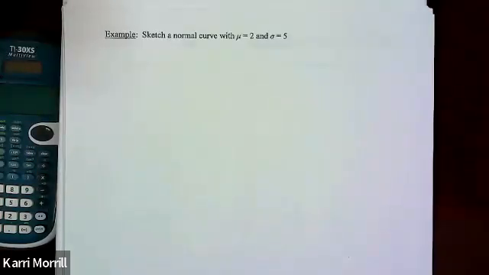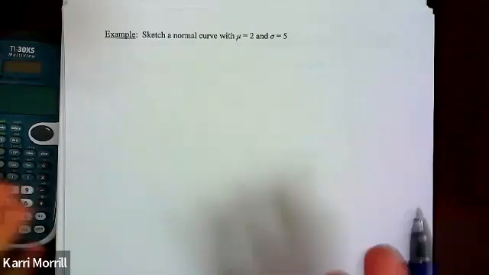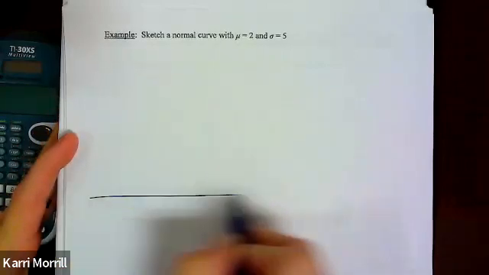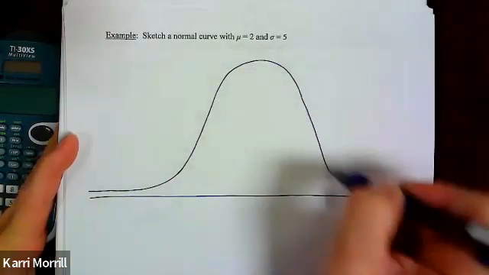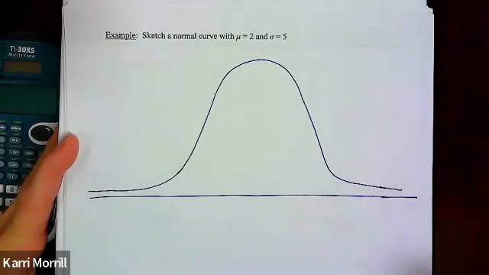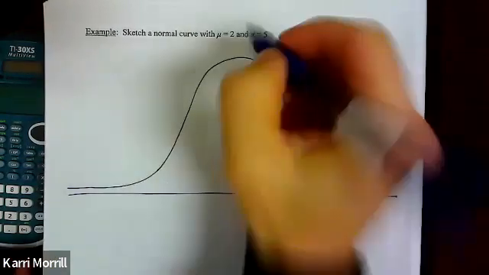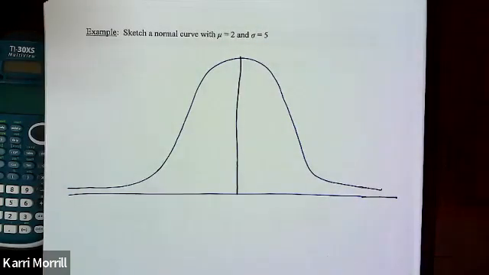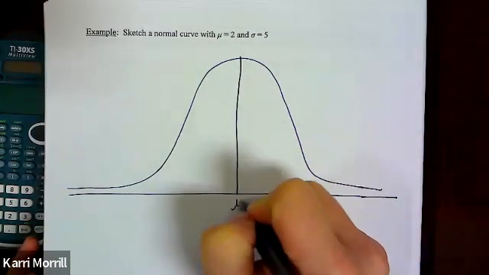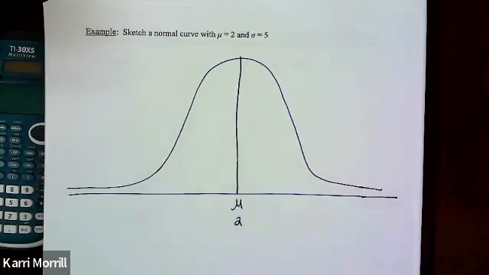So we're going to sketch a normal curve with the mean of 2 and a standard deviation of 5. So we're going to maybe draw your baseline, and then this is not a great curve, but I already did it, so we're going to go with it. So I would say that this would be about the middle, assuming this was symmetrical and I was a great artist. So our mean is a 2, is what that means.